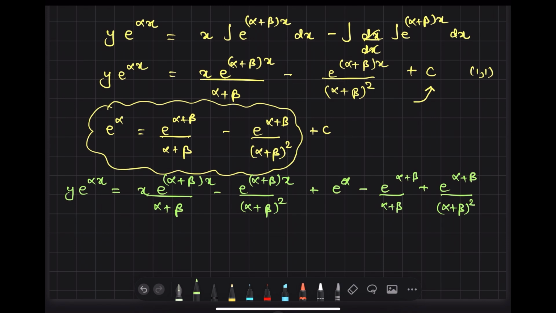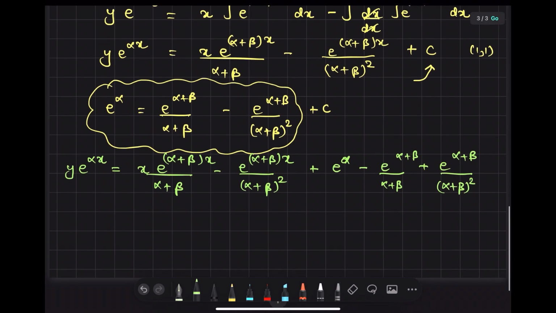Okay, now what I will do, if you observe, everything is carrying e power alpha x, correct? Here you will have in the numerator e power alpha x, e power beta x, e power alpha x, e power beta x, e power alpha. We have e power alpha here, and here also we have e power alpha. So we will take something common and then do factorization.